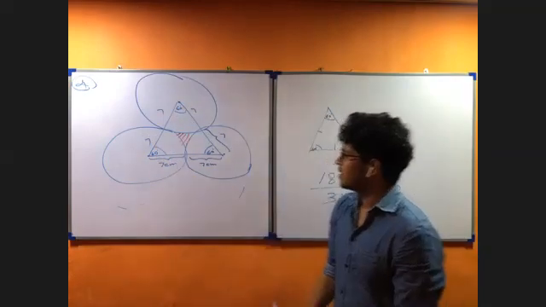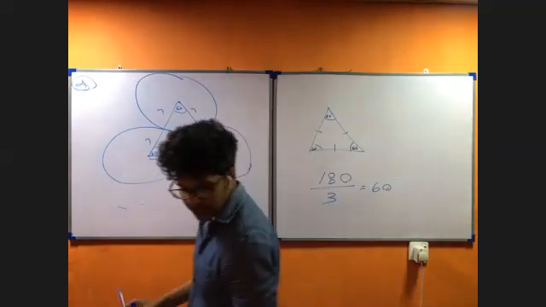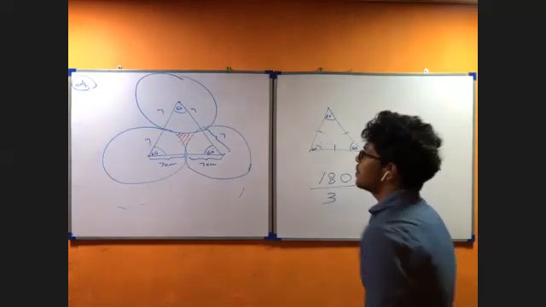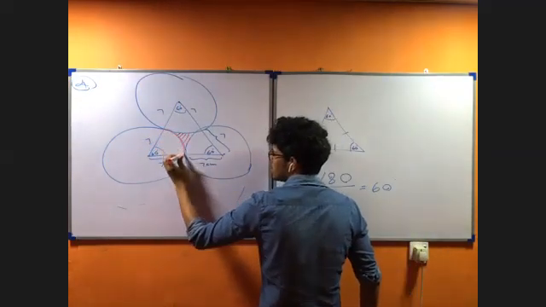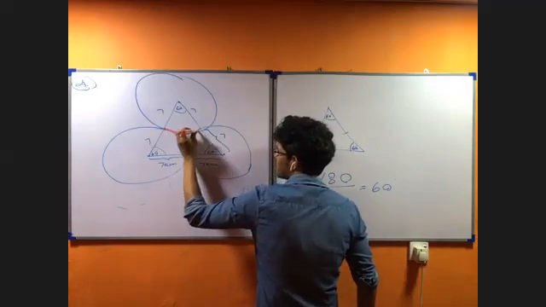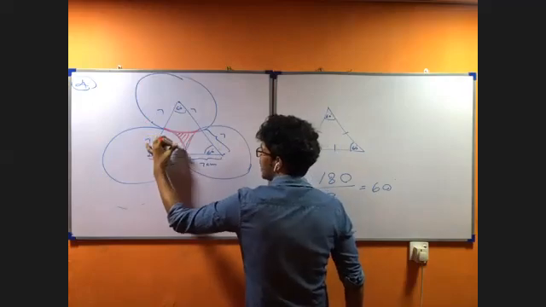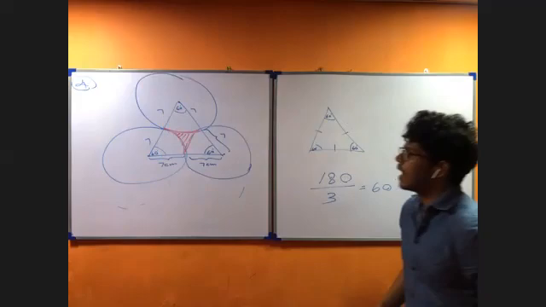So now I think it is simple, right? You need to find the perimeter of the shaded region. The perimeter of the shaded region means the distance from here to here, from here to here, and the arc length from here to here. So here we have an arc length, here an arc length, and here an arc length.